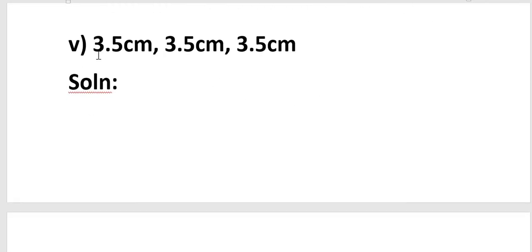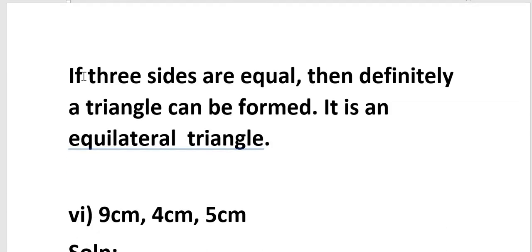And the fifth problem is 3.5 cm, 3.5 cm, 3.5 cm. If the three sides are equal, then definitely a triangle can be formed. Certainly we can form a triangle. It is an equilateral triangle. Three equal sides means it is called an equilateral triangle.